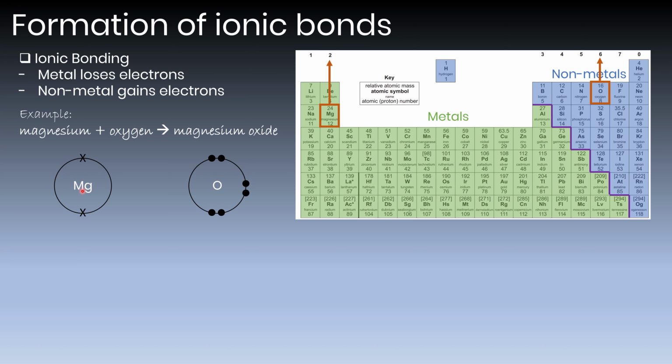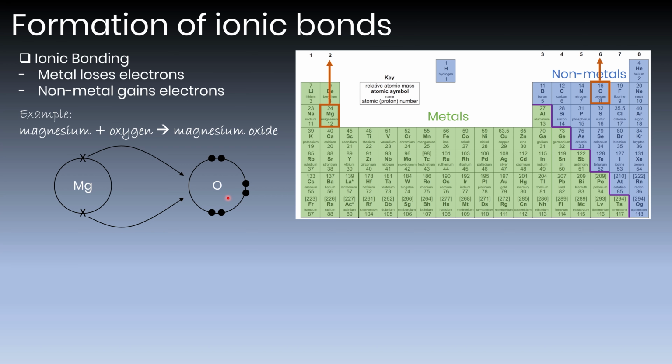So magnesium needs to lose 2 electrons. Oxygen is a non-metal and needs to gain electrons. As it's in group 6, it needs to gain 2 electrons. So I'm going to show magnesium losing 2 electrons. And we can see that the 2 electrons lost by 1 atom of magnesium are transferred to 1 atom of oxygen. So from oxygen's perspective, it has gained 2 electrons.